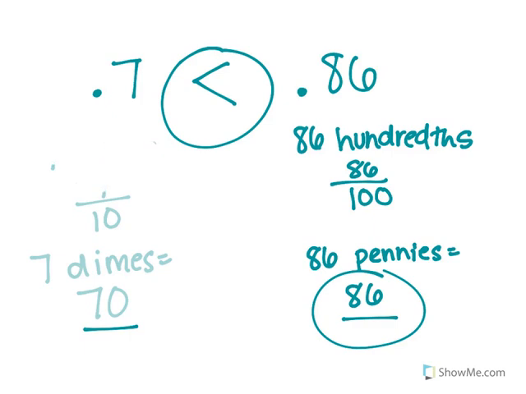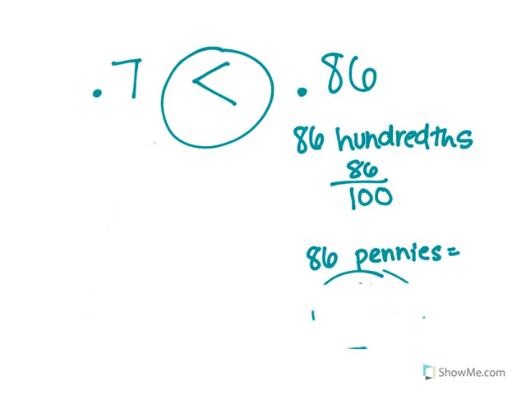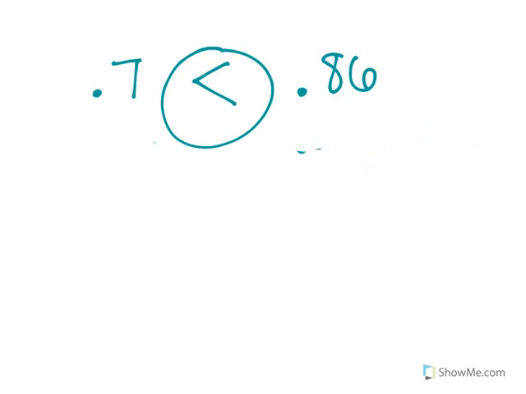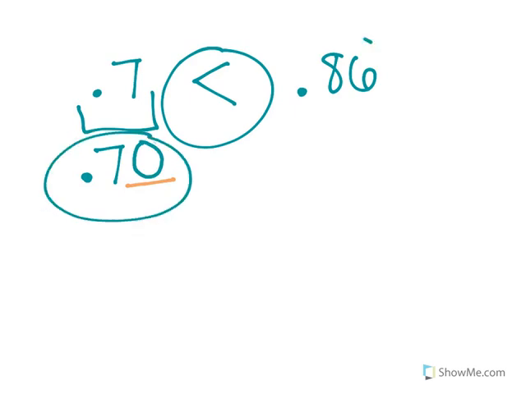Another way that I like to think about it is I could change this decimal right here. I could do 0.7, and what if I added on the hundredths place? I'd put a 0 here. And now this number is 70, and this number is 86. They're now both in the hundredths place, and I could compare them more easily. 86 is the bigger number, so it would have been greater.